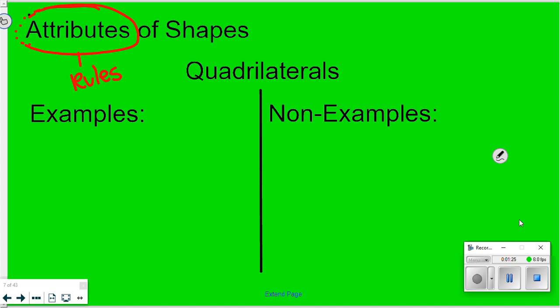Yesterday we talked about a category of shape called quadrilaterals. Go ahead and make that your subtitle, underneath your title. Sub means under. Subtitle. And then we're going to make a T-chart of examples and non-examples. So make your subtitle, quadrilaterals, and then you can make your T-chart with examples on one side and non-examples on the other.